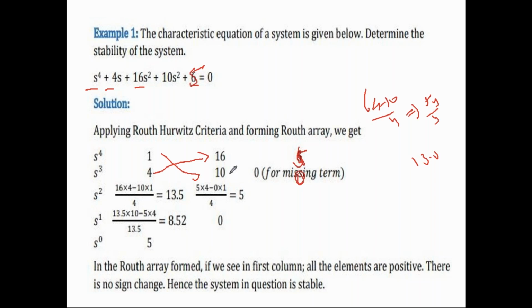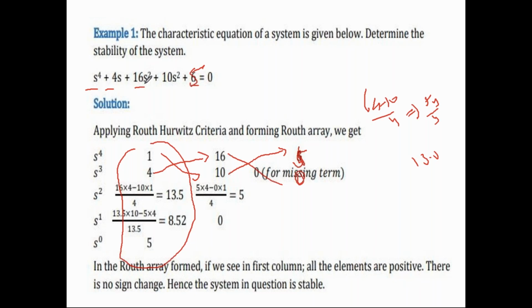Next, the second: 10 into 5 minus 0 divided by 10. So you will get 5. So 13.5 and 5. Next, s power 1: 13.5 into 10 minus 4 into 5 divided by 13.5. So you will get 8.52 and the remaining is 0. And finally, if you see this first column, all values have the positive sign. So in the row array formed, in the first column all elements are positive, there is no sign change, hence the system is stable.